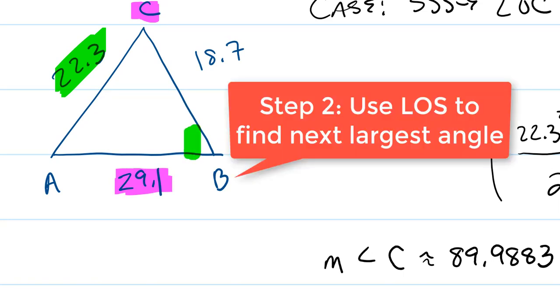Now, in order to do this, we're not going to use law of cosines. We're going to switch and use law of sines. So that's the second part of it, right? You're going to use law of cosines for the biggest angle and then law of sines to find the next biggest angle.